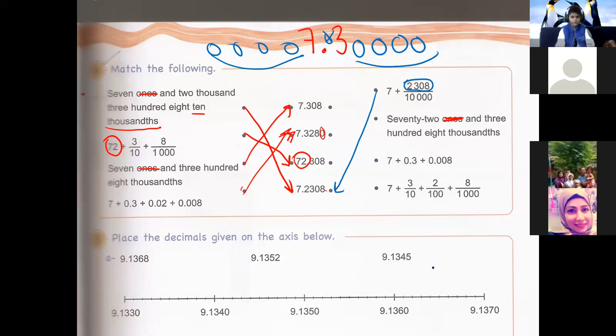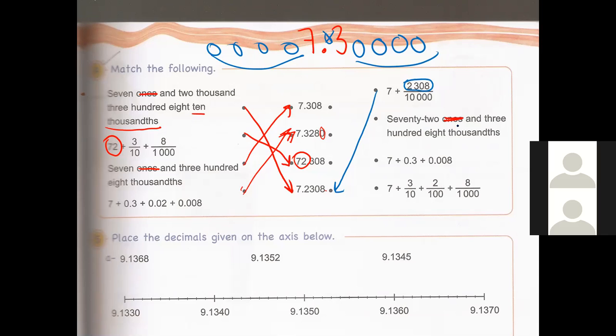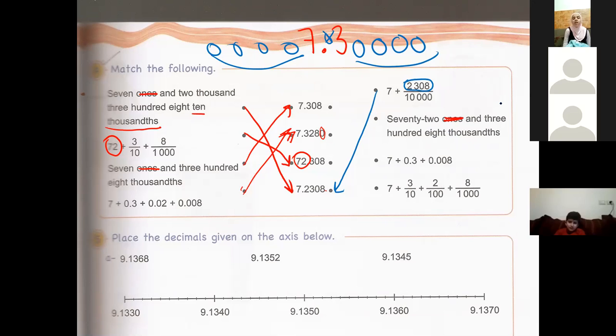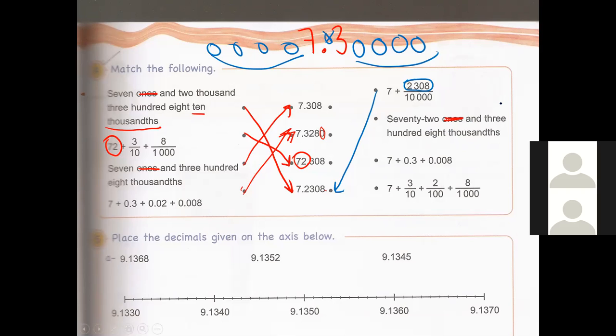Now, Jude Asad. Yes. Yalla Jude. 72 and 308,000. Which one? Easy. So easy. To the second one. Jude. Third one.